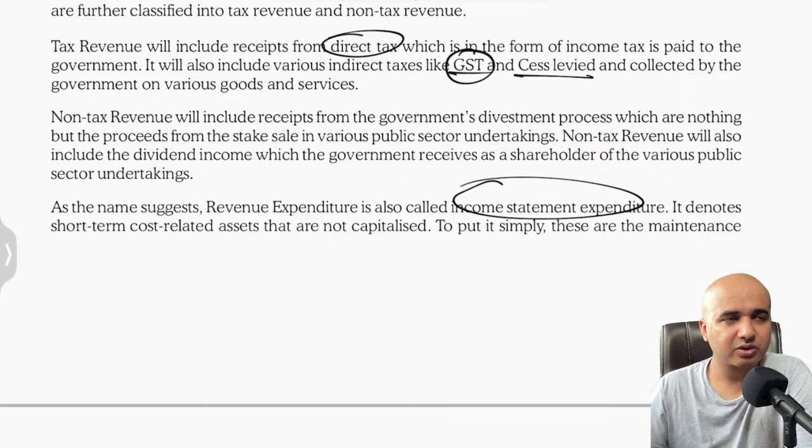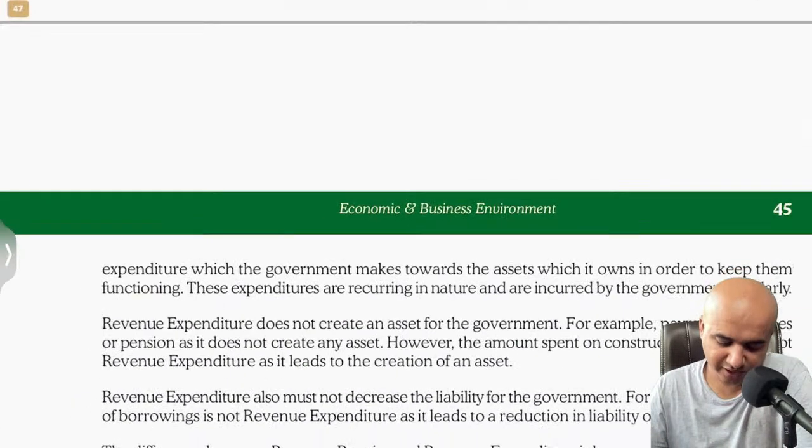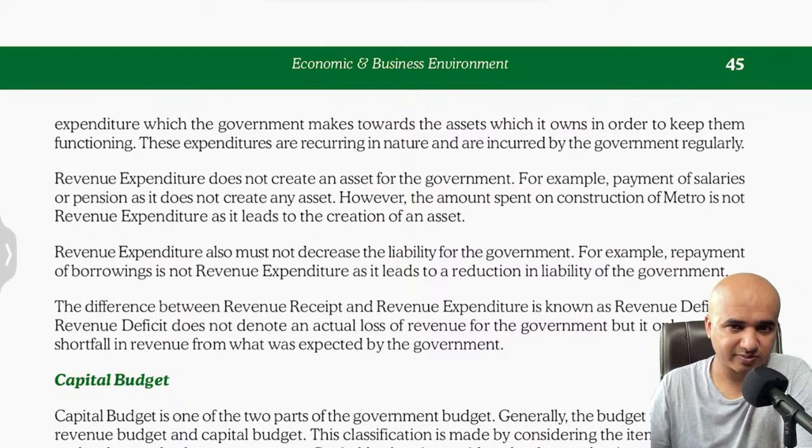Something which we get recurringly. Here it is something which you are spending on recurringly. It denotes short-term cost-related assets that are not capitalized. So if it's a capital asset, then it won't come under revenue expenditure. It comes under capital expenditure. So these are maintenance expenditure which the government makes towards the assets which it owns in order to keep them functioning. So just like any other company or entity, government also will have capital expenditure and revenue expenditure.